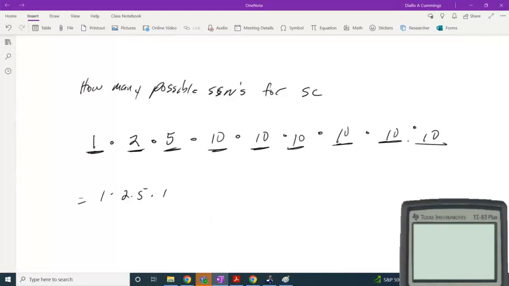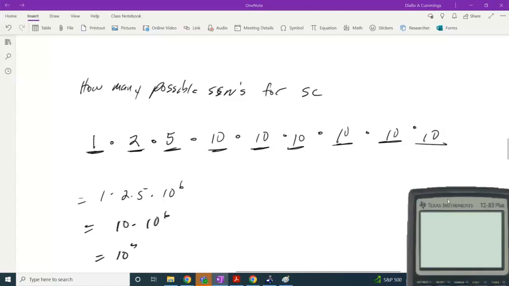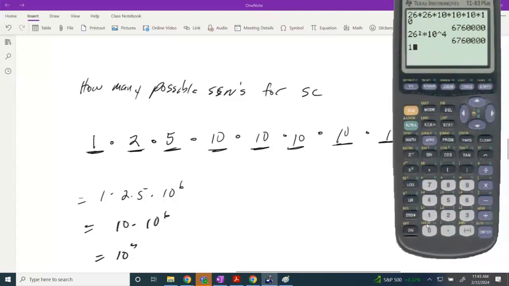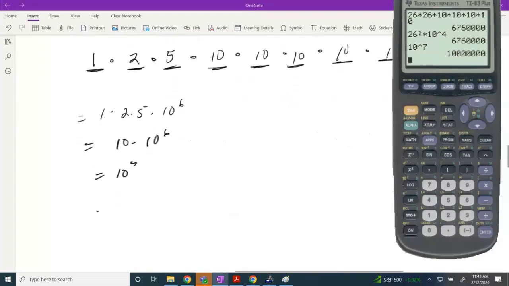1 times 2 times 5 times 10 to the 6, which is actually 10 times 10 to the 6, which is actually 10 to the 7th power. So however you want to simplify this, there are a total of 10 million Social Security numbers for South Carolina.